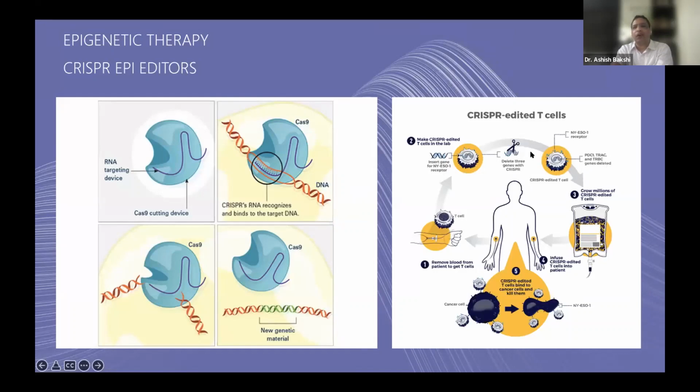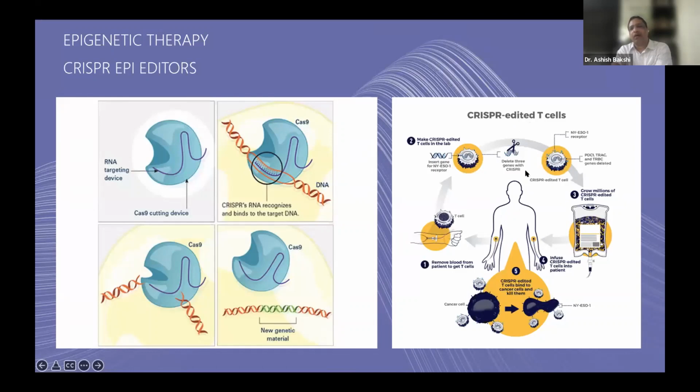And then once this modification is done in the T cell, this is a CRISPR edited T cell, you multiply this T cell, and then you infuse these T cells to the patient, and eventually these modified T cells will go and bring in the killing of the cell.